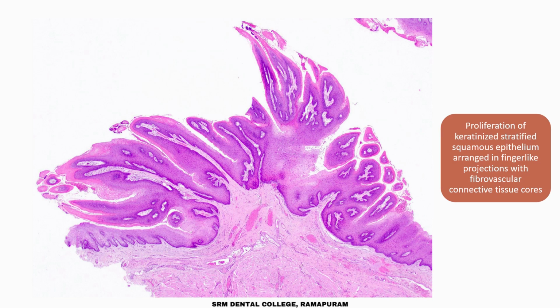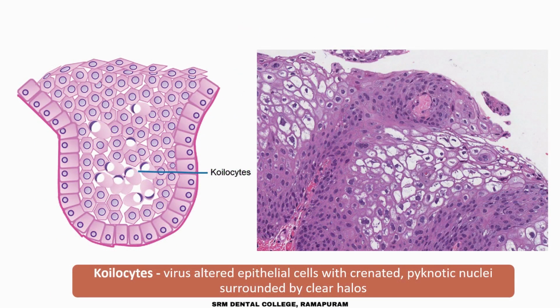So what are these koilocytes? Koilocytes are basically virus-altered epithelial cells. So these cells on histopathological examination appear larger than your normal spinous cells, and they have crenated pyknotic nuclei surrounded by a clear halo. These cells are usually noted in the superficial spinous layers. Koilocytes are not only seen in squamous papillomas, but they are also seen in other HPV-associated lesions, including verruca vulgaris.